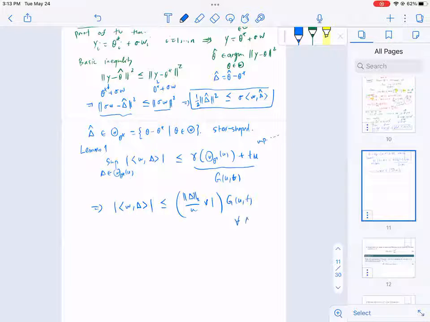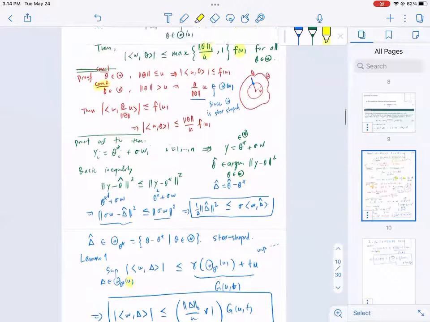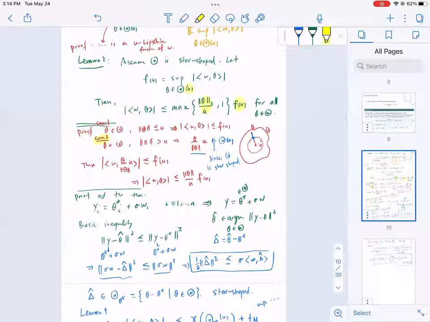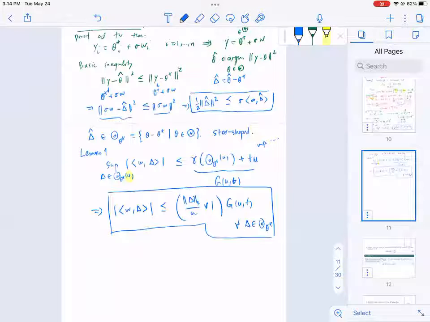So this holds for any delta in theta star, not necessarily u. What I'm sort of doing is removing this condition, right? That's what this lemma says. If you control it over a neighborhood, then you can just remove the neighborhood. That's the two piece. So this is lemma 2.